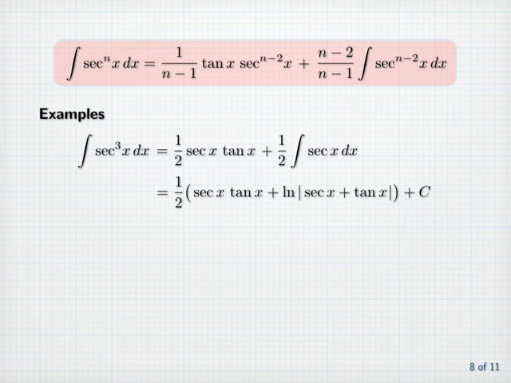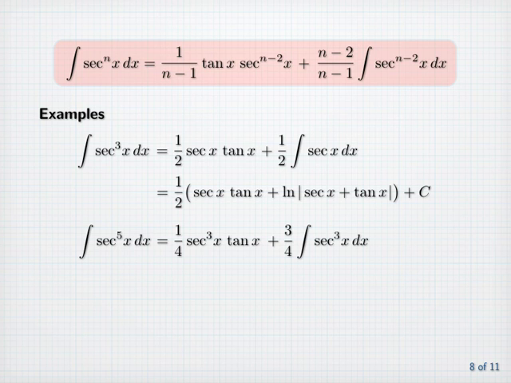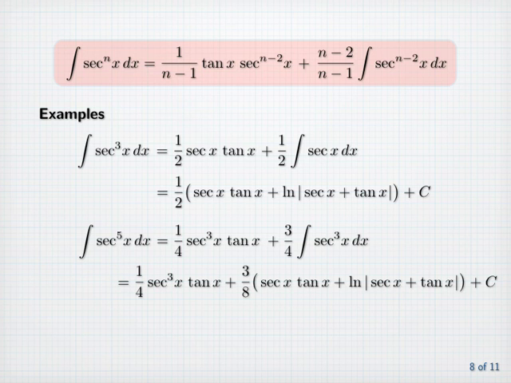Now let's find the integral of the fifth power of secant x dx. Using the formula here with n equals 5, we have 1/4 of secant cubed x times tangent x plus 3/4 the integral of secant cubed x dx. Now we've just computed the integral of secant cubed x dx, so let's use that here and write 1/4 of secant cubed x tangent x plus 3/8 secant x tangent x plus the natural log of the absolute value of secant x plus tangent x plus c.